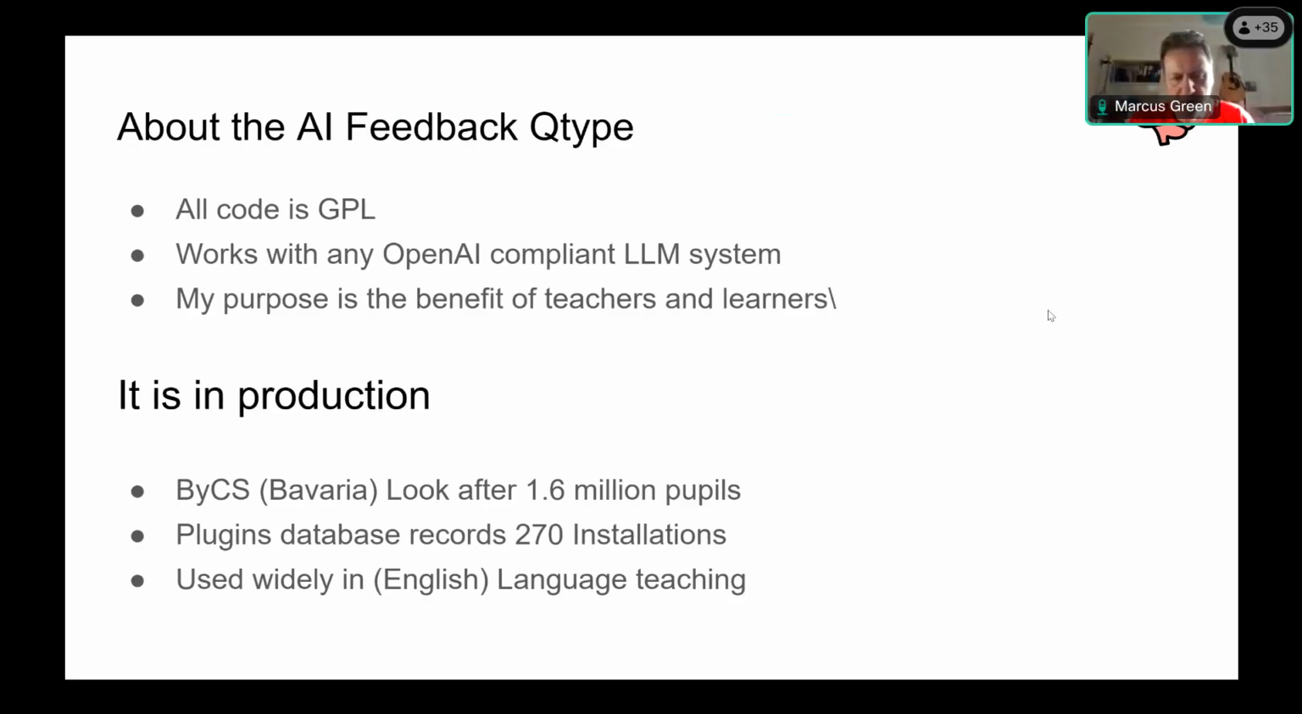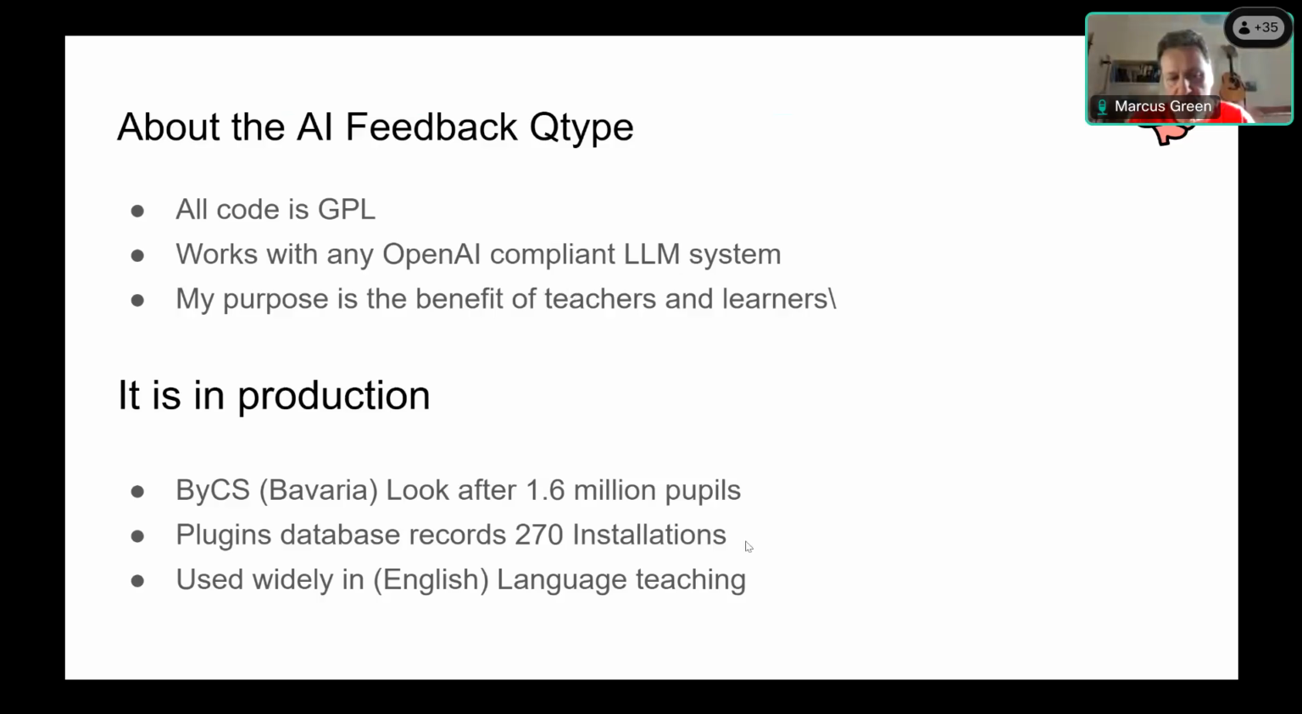The other thing is there's a lot of publicity, possibly hype, around the use of large language models and AI. Sometimes I wonder how much of some of the announcements I read is in real world use. AI Text, I've closely collaborated with BYCS in Bavaria, formerly known until recently as MEBIS, and they look after the Moodle accounts for 1.6 million students in Bavaria, not all of which are on systems using this yet, but large numbers are.